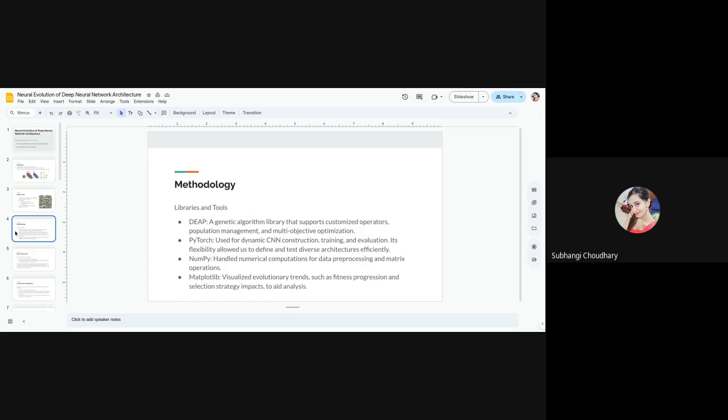Then I move on to methodology, where the libraries and tools we have used in the project are DEAP, PyTorch, NumPy, and Matplotlib.